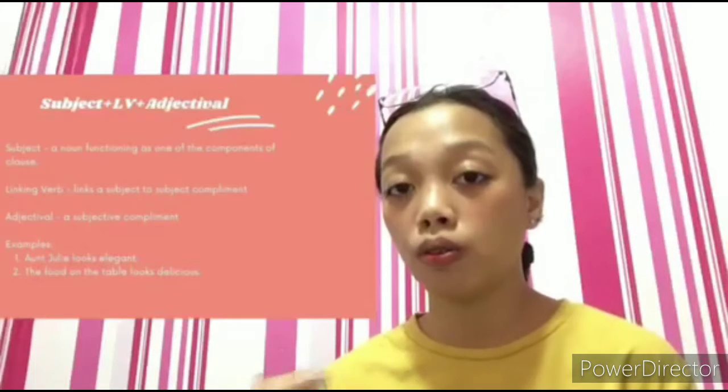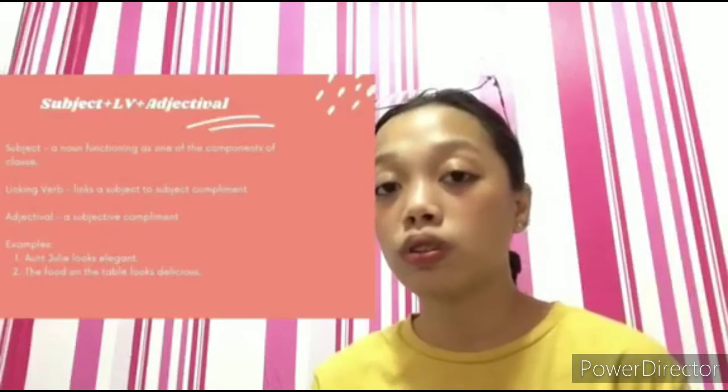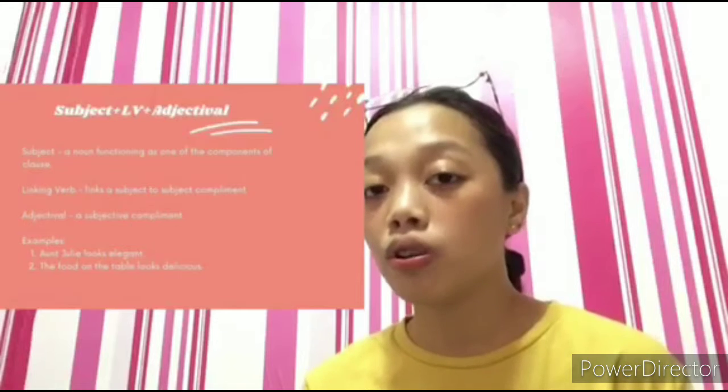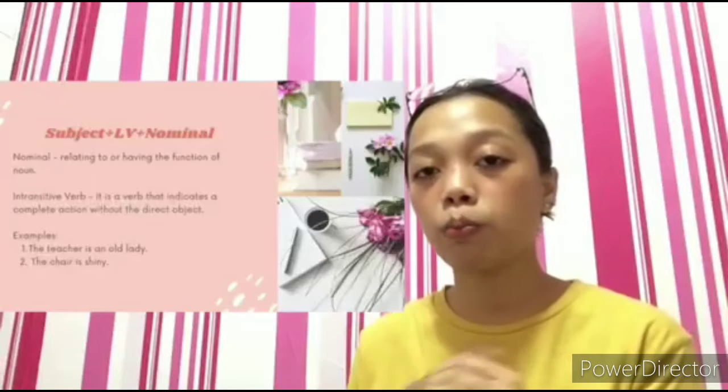Let's go to the examples and let's use the linking verb looks. Aunt Julie looks elegant. So the subject there is Aunt Julie, the linking verb is looks, and the subject complement or the adjectival is elegant. The next example is the food on the table looks delicious. The subject there is the food and the linking verb is looks and the subject complement or the adjectival is the word delicious.